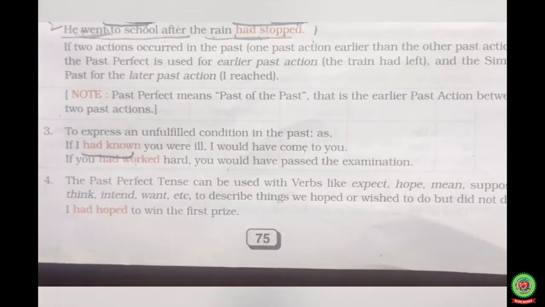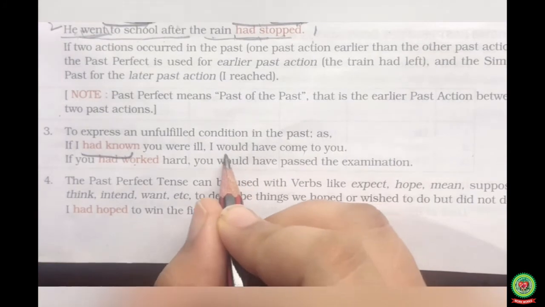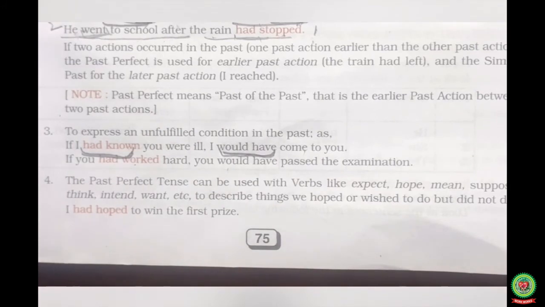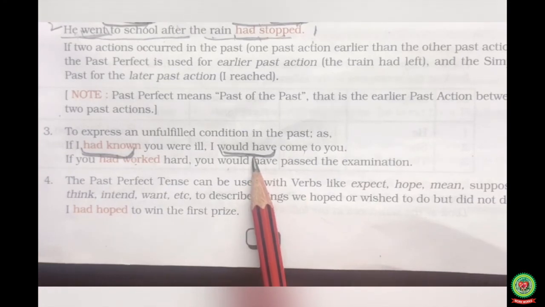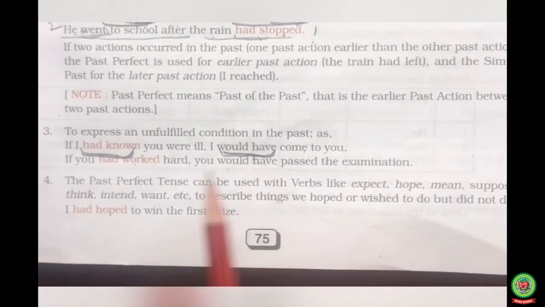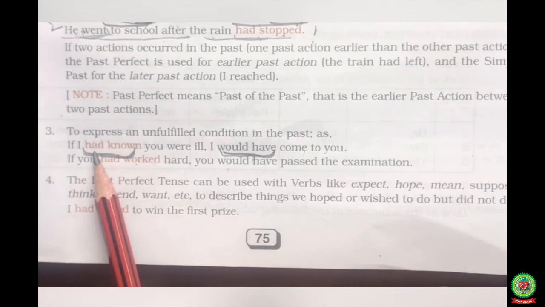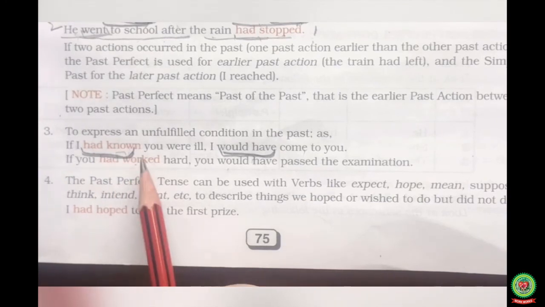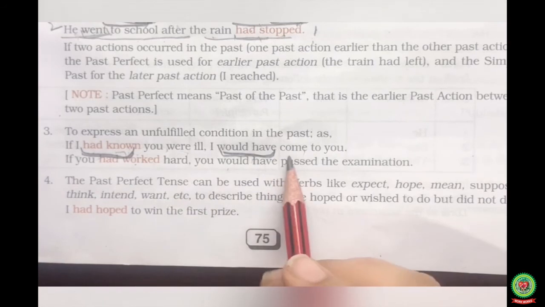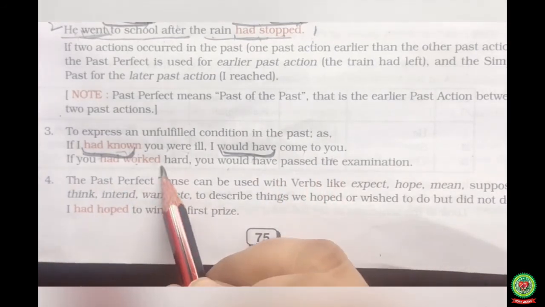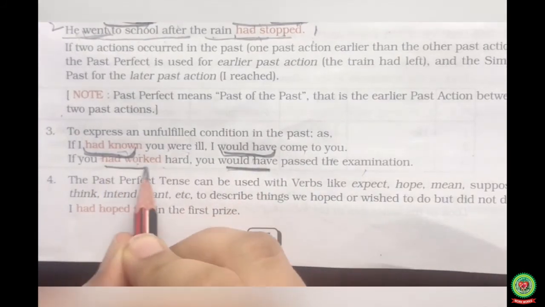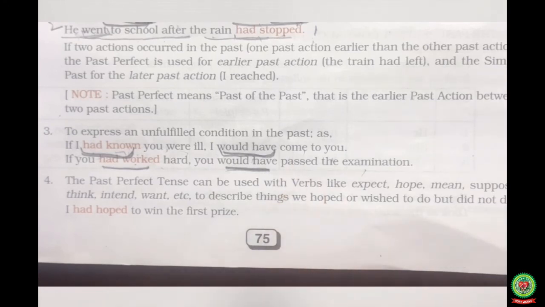One more hint is there for you. When you are given would have in one part of your sentence, you will be using your past perfect form in the other half of the sentence. Means whenever would have is given in a sentence, your other half would be having your past perfect form. If I had known, I won't write knew here. You were ill. If I had known you were ill, I would have come to you. If you had worked hard, you would have passed the examination. Again, would have is given, so we will be using had worked. Fine, this was your unfulfilled condition.